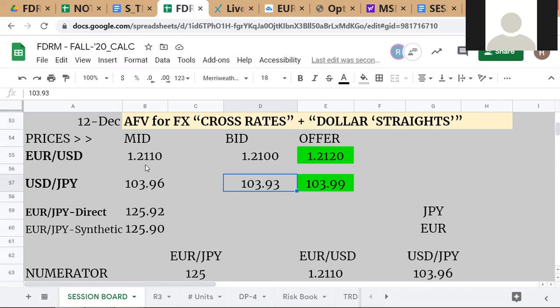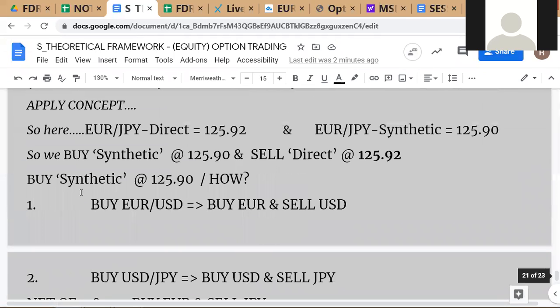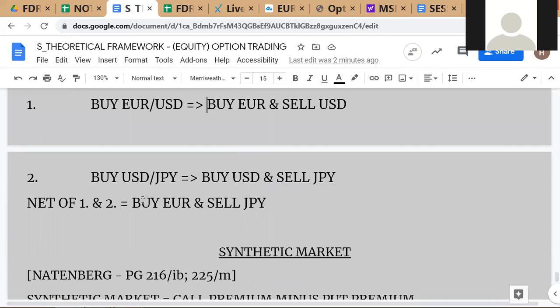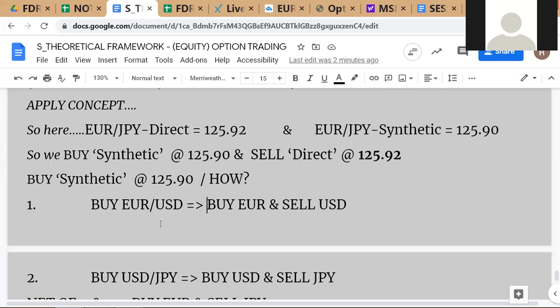In real life, you have to start looking at what do I need to do to buy the synthetic. Selling direct or buying direct is very easy. You have a price, you go and sell and buy at that price. Synthetic is a little more complicated. How do I create a synthetic long euro yen position? That is buy euros and sell yen. I have to first buy euros and sell dollars, then buy dollars and sell yen. These two will cancel out, leaving me with buy euros and sell yen, which is what I want.